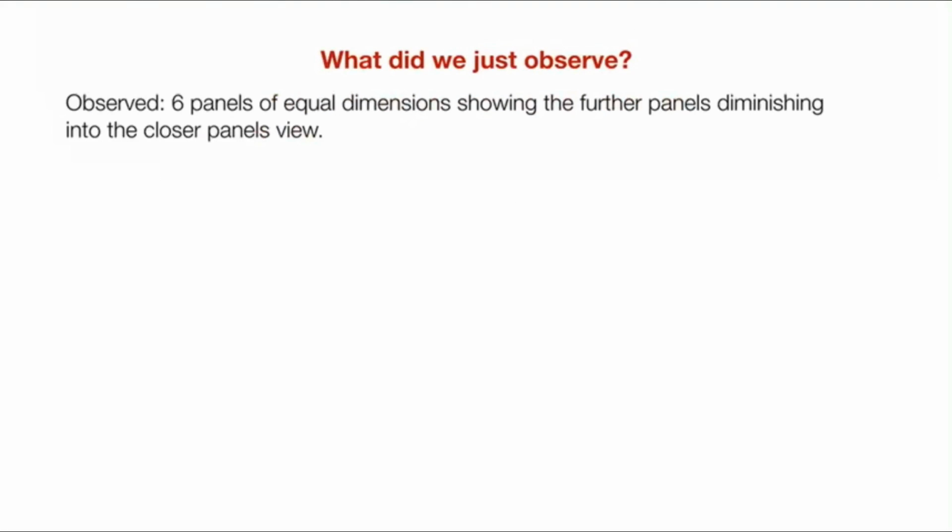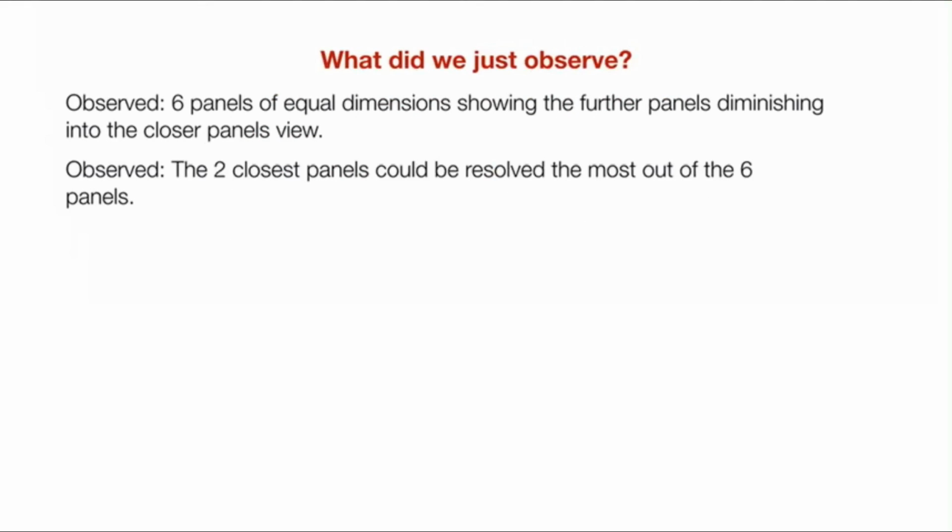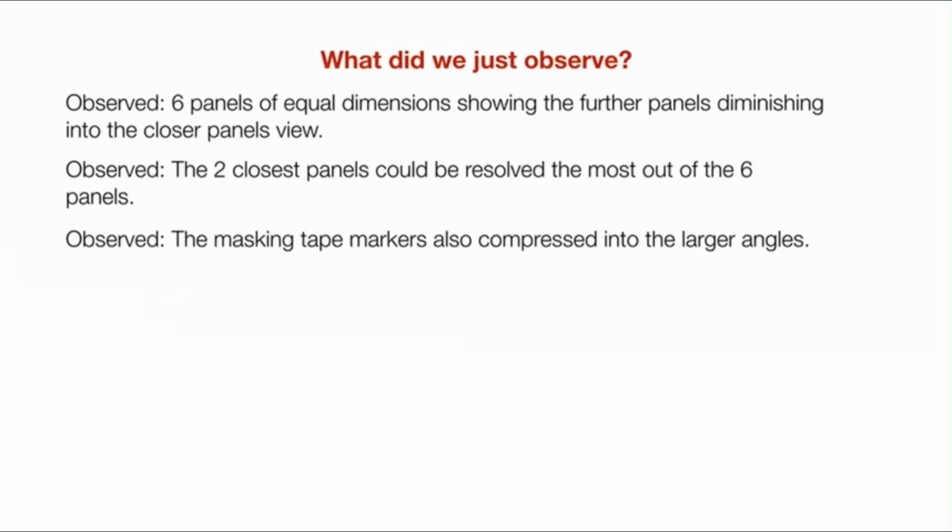What did we just observe? We observed 6 panels of equal dimensions, showing the further panels diminishing into the closer panels. The 2 closest panels could resolve the most out of the 6 panels. The masking tape markers also compressed into the larger angles.